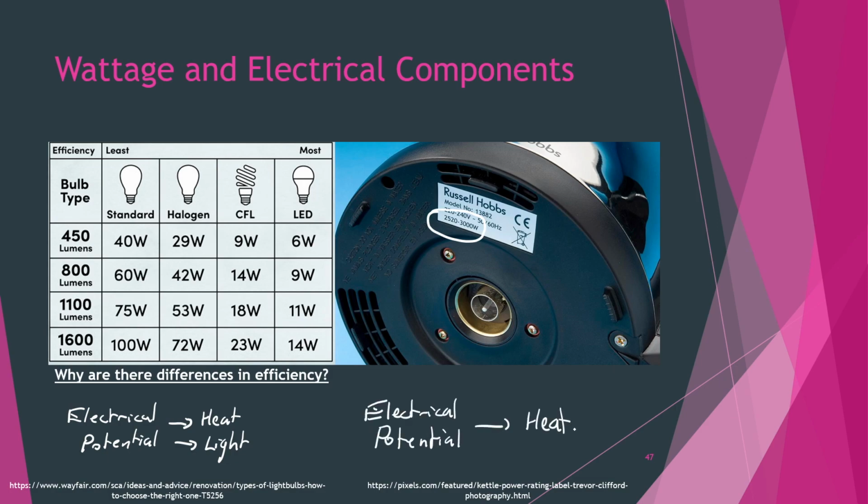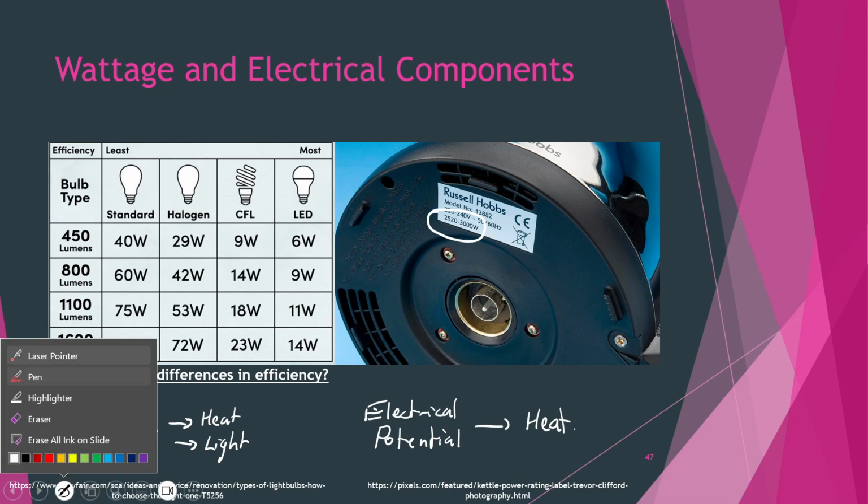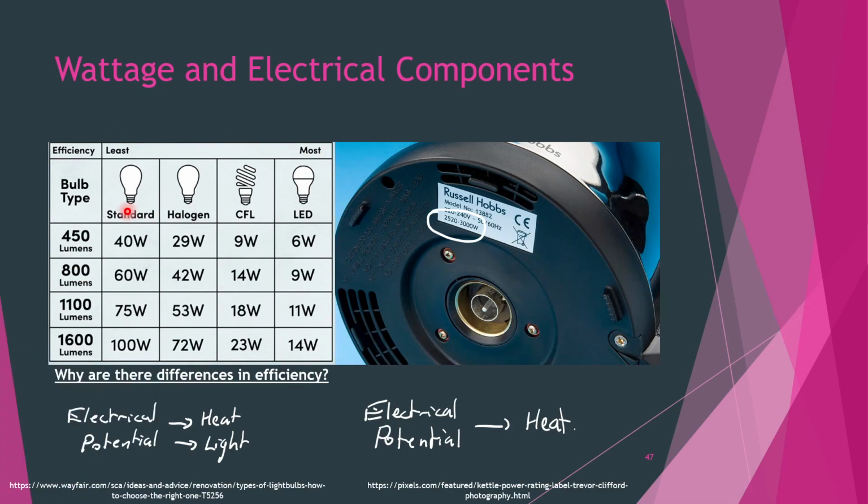Something that I do want to note here though is if we look at some of these different light globes, we should notice here that different wattage ratings for these light globes result in the same brightness or emission of light. So for example, a standard light globe will emit 450 lumens worth of light by converting 40 joules of energy per second. However, an LED globe is able to achieve the same brightness by only converting 6 joules of energy per second. What this inherently means is that there is a difference in efficiency.